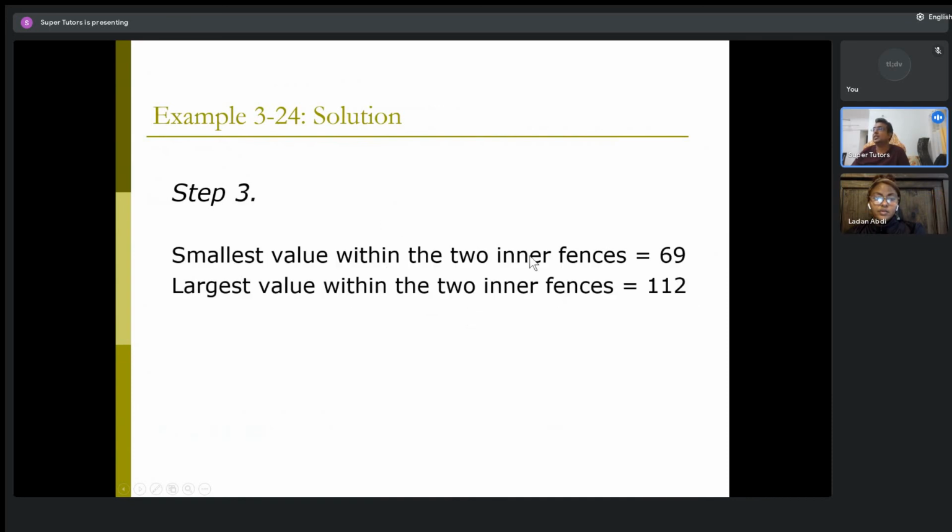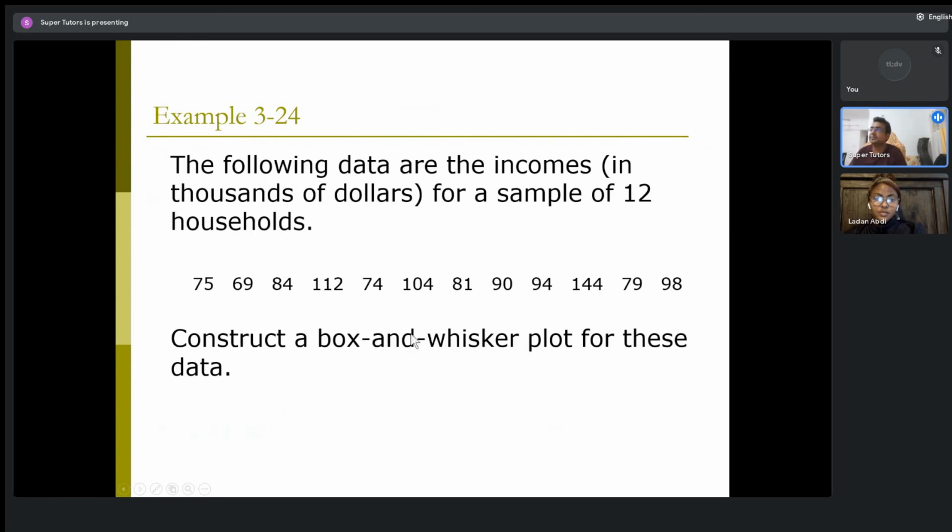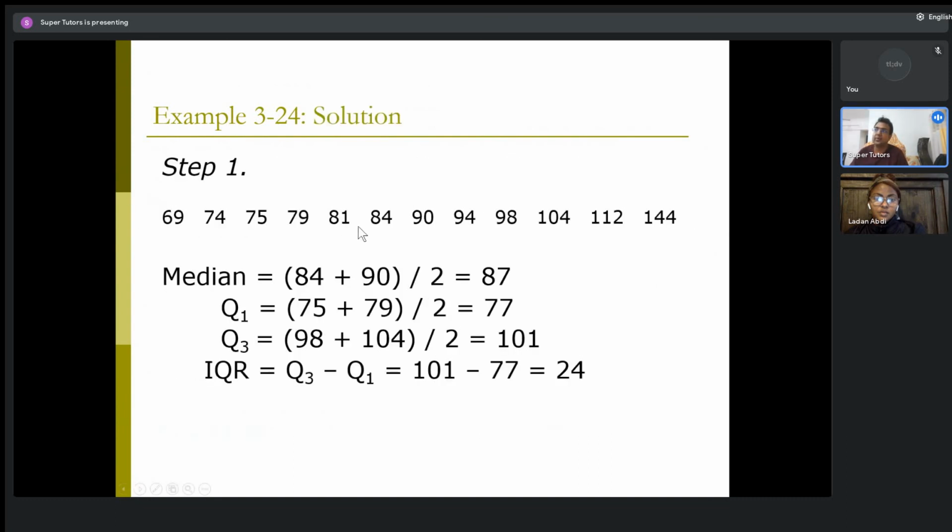So smallest value within the two inner fences, 69. Largest value within two inner fences, 112. So what you do is these two fences, 41 and 137. Now you look at the data and find the largest and smallest values within that range. So which is the smallest number between 41 and 137? 69.